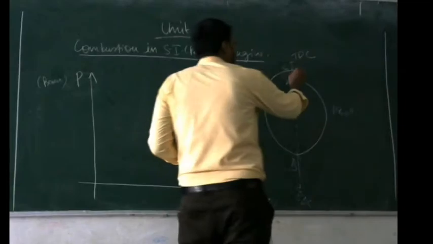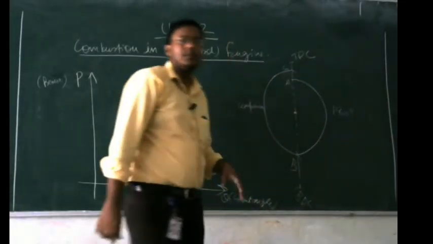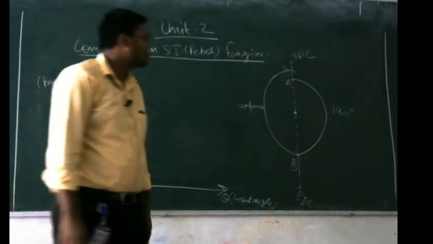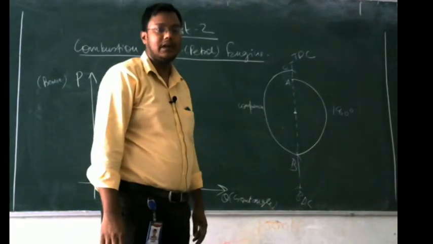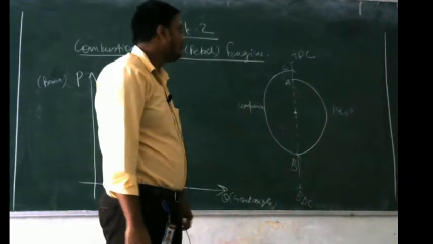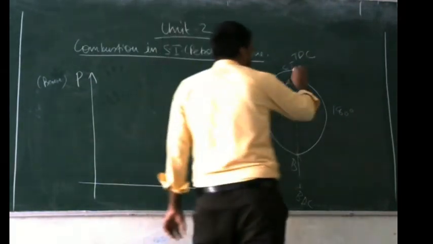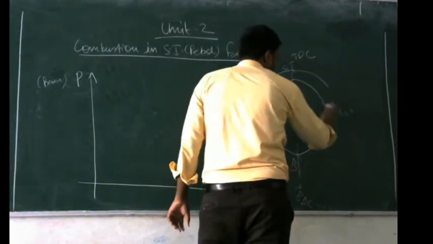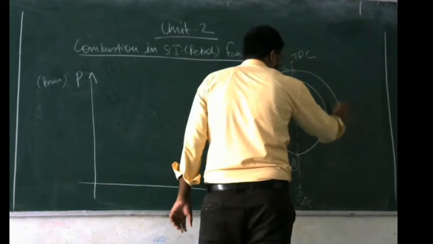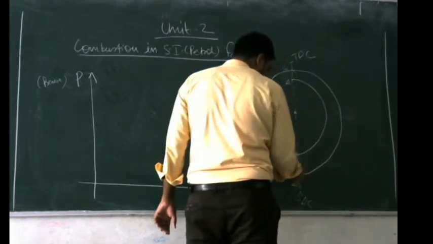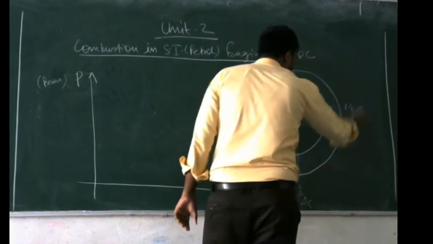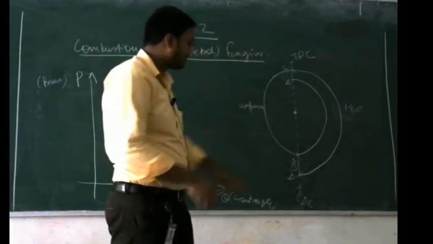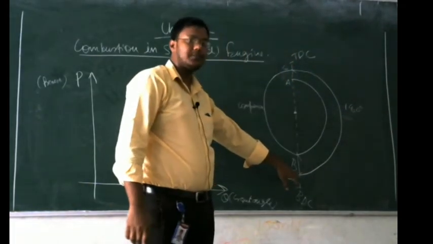Now when combustion takes place, after combustion, expansion of the air fuel mixture takes place, and again the crank rotates by 180 degrees. We will reach point D. And after that, after expansion, exhaust will take place.